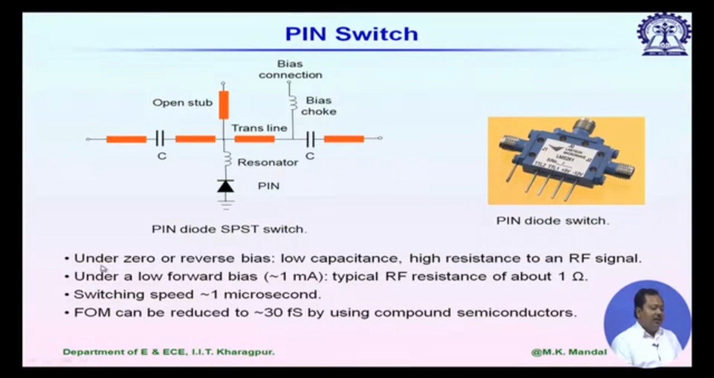So, in general, under zero or reverse bias condition, it will provide low capacitance, and at very high frequency it will provide high resistance. Typical value at low forward bias current, let us say 1 milliampere, resistance is 1 ohm, switching speed typically 1 microsecond, and figure of merit can be reduced to even 30 femtosecond by using compound semiconductors.